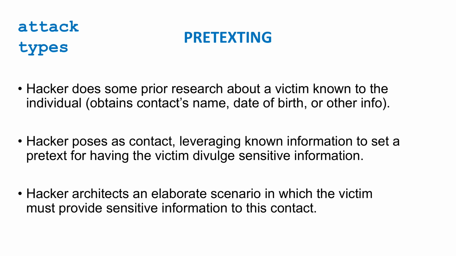Let's do a quick overview of some of the most common types of social engineering attacks to see what this looks like in action. Pretexting is a type of social engineering in which the hacker obtains information about another individual who is known to the hacking victim. Using this information, the hacker attempts to pose as the known individual and gain the victim's trust. The hacker then develops an elaborate scenario in which the victim is compelled to provide sensitive information to this known contact. The hacker then steals the victim's information.